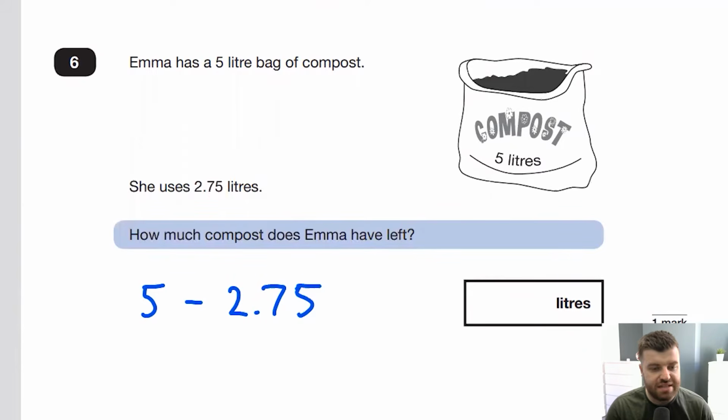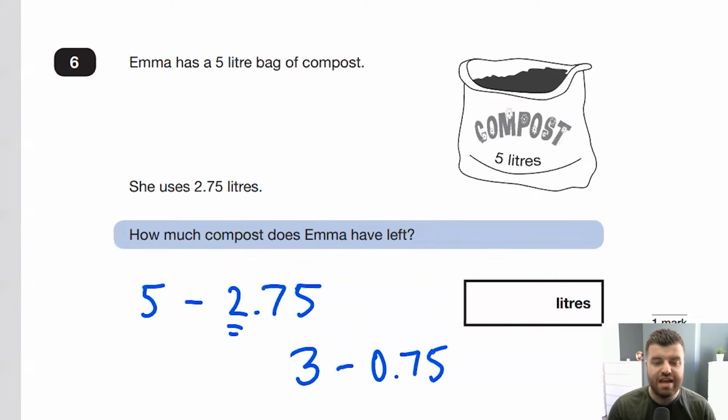What I like to do is take away the whole number first. So 5 take away 2 is 3. And now we've got to take off that 0.75. That means our answer is going to start with 2. And we're going to make 0.75 go to the nearest 1. So we're going to add on 0.25. The answer is 2.25 litres.